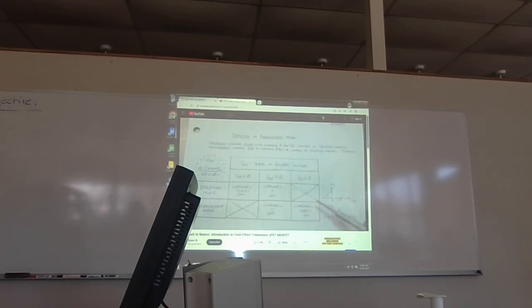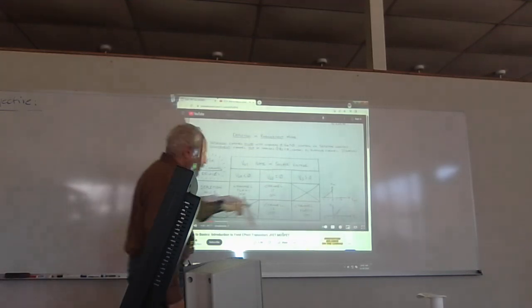So this table might help with the understanding for depletion and enhancement mode devices. This table is written around N-channel devices. So for an N-channel depletion mode FET, just quickly, look at the diagrams. What does this look like?